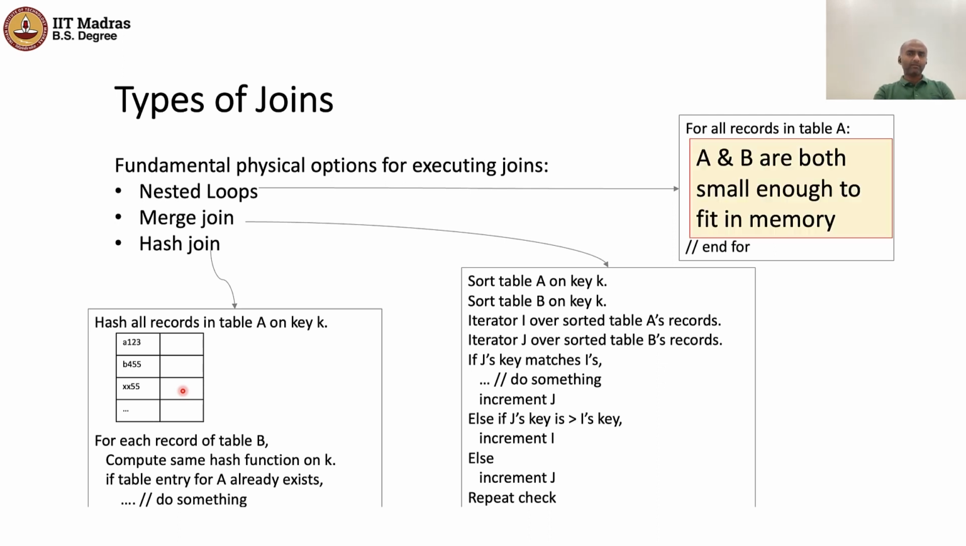So let's just look at a brief commentary on the performance characteristics of these three. The nested loops method is fundamentally going to be useful only if the records of table A and records of table B all fit in memory. If that does not happen, then doing an inner loop and an outer loop will become extremely expensive because you would have to constantly keep looking up your disk.